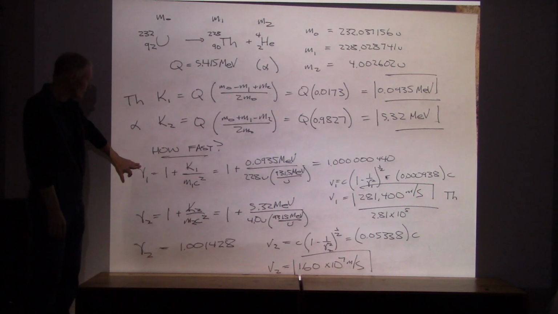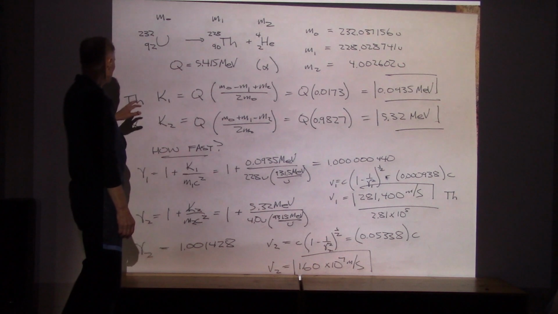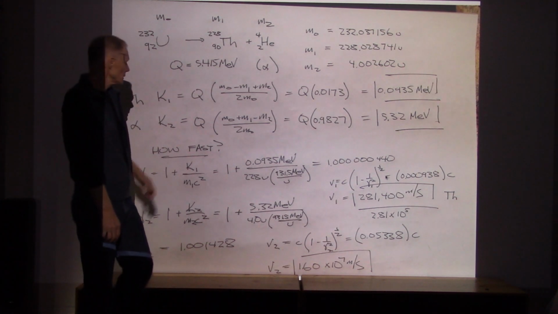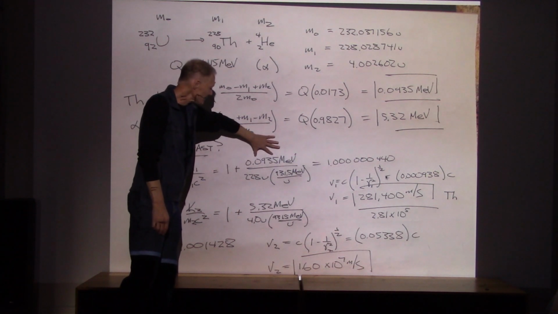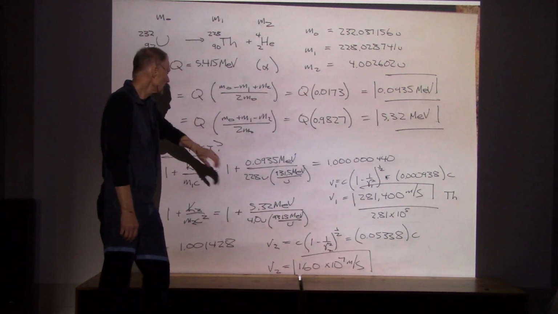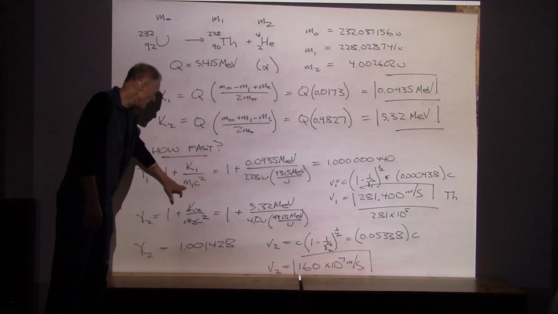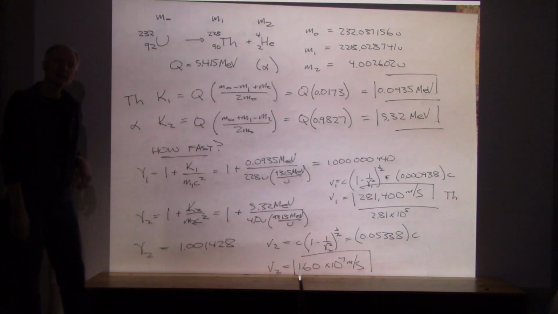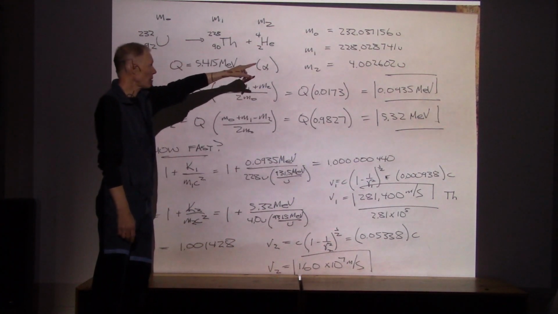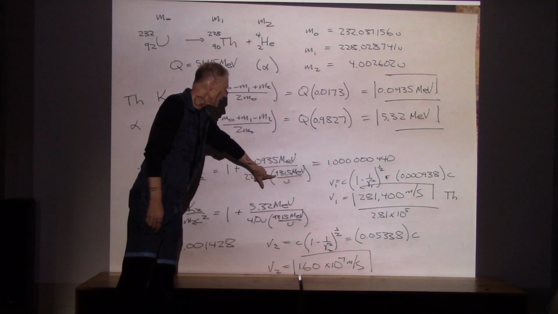So I got gamma as 1 plus kinetic energy over mass. So for the thorium, the way I'm going to calculate its gamma factor is 1 plus, now this is the kinetic energy that we calculated for the thorium. And in the denominator, what I want to come up with is an energy number for mc squared. And I can get that energy number by taking the 228 atomic mass units and multiply by 931.5 MeV.